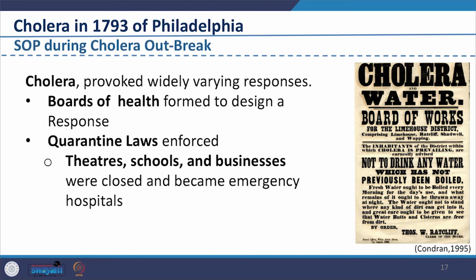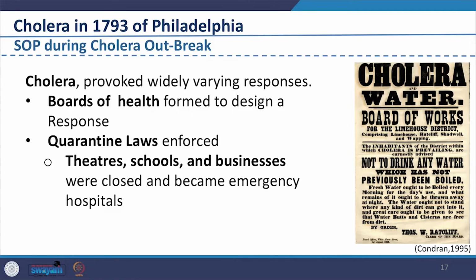Cholera also provoked widely varying responses. Boards of health were quickly formed to design a response in many cities, and quarantine laws that had been largely neglected were speedily, if informally, enforced. Theaters, schools, and businesses were closed and in some cases became emergency hospitals to accommodate the sick, poor people. In at least one example, in Chester, Pennsylvania, in 1832, infected persons were reported to have been murdered.